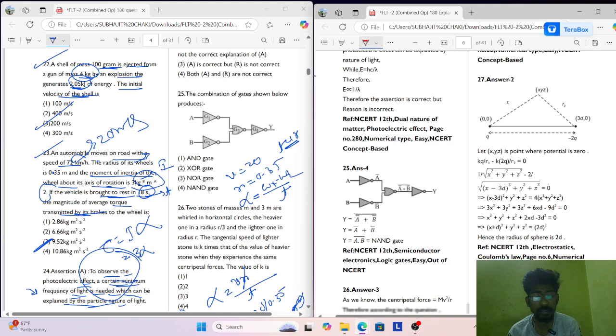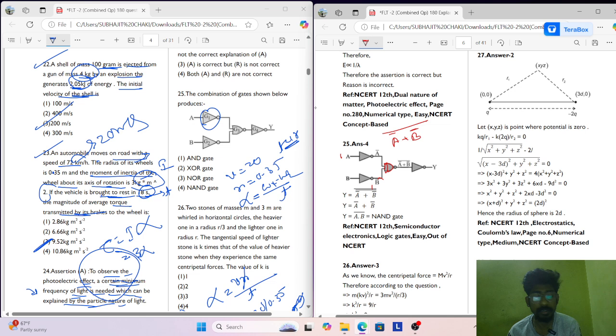So from this gate, this is A. So this will be A bar. This is B bar. And for this AND gate, this will be A bar dot B bar whole bar. And we already know this, A bar plus B bar equals A dot B, and this bar is remaining. So that is the output of a NAND gate.